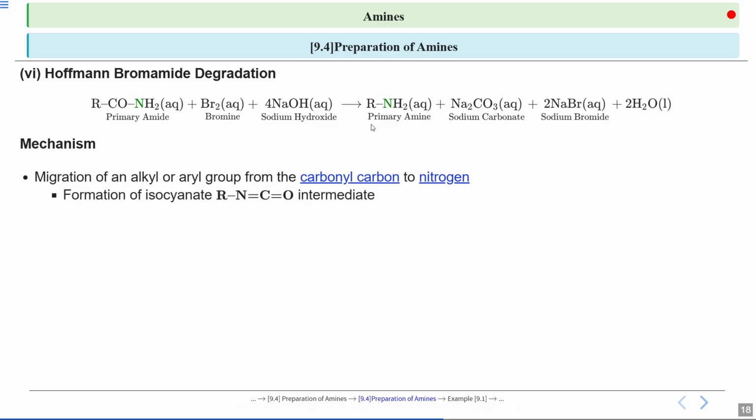Now, during this reaction, an important intermediate is formed, which is called isocyanide, which is R N double bond C double bond O. This intermediate is unstable and it quickly reacts further to produce the final amine product.